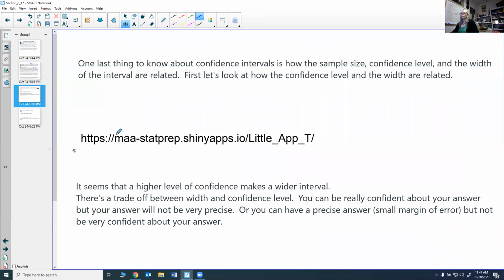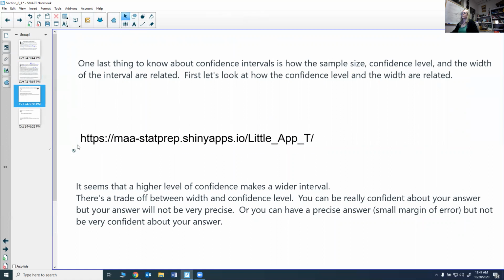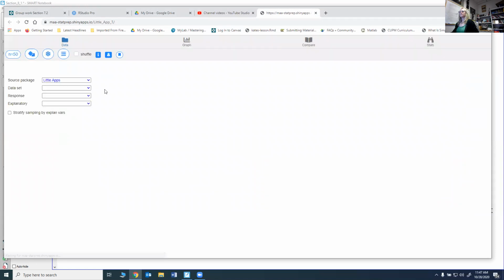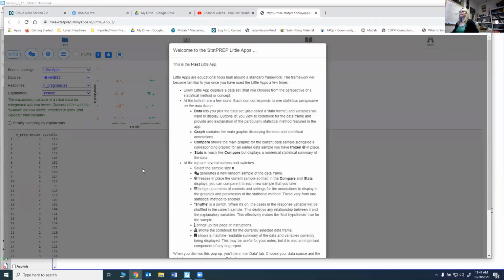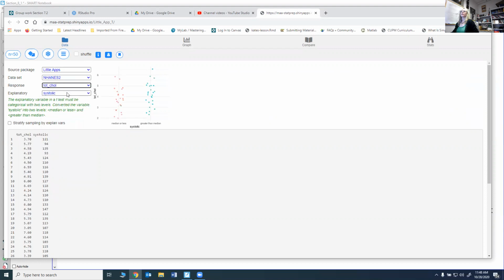I'm going to show you a little bit more about how we do this. We're going to go to this website and do a few things with it, but I want to give you an idea of what's happening here. So I'm going to get this website up. The first thing I'm going to do is look at, let's say, total cholesterol, and I'm not going to have an explanatory variable this time.